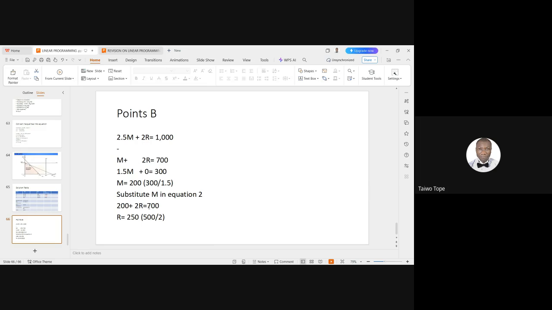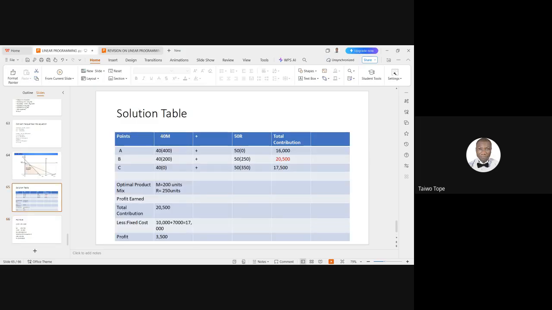What is the value of R at point B? It is 250. So when you come back to this point, at point B, M is what? 200. So you say 40 multiplied by 200, you have a value. At point B, R is what? 250. 50 multiplied by 250, you have a value. When you add both together, you have what? 2,500. So that is how we place at this point. Thank you so much.